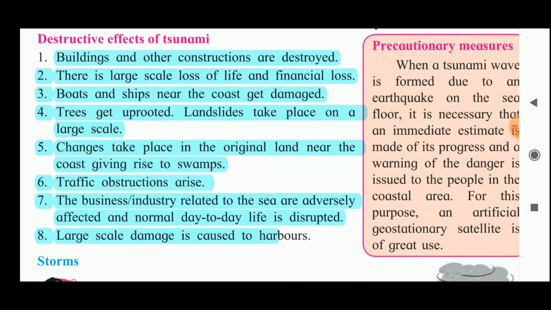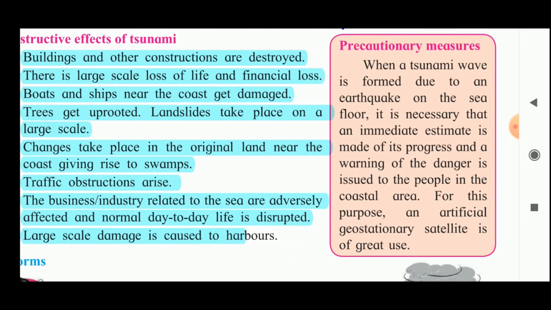Then traffic obstruction arises. Then the business or the industry related to the sea are adversely affected and normal day-to-day life is disrupted. Then large-scale damage is caused to harbors.